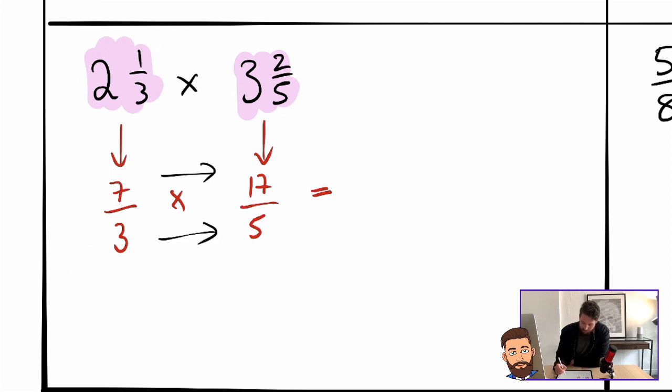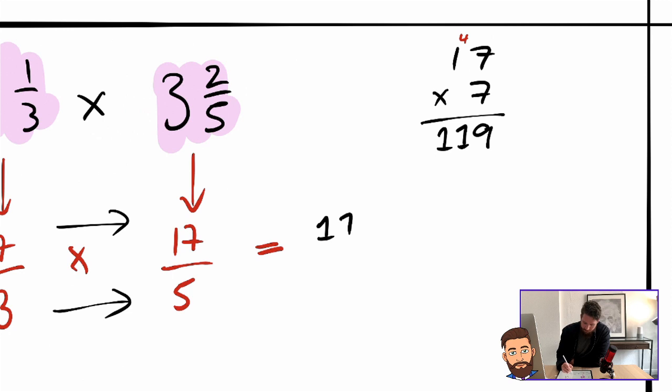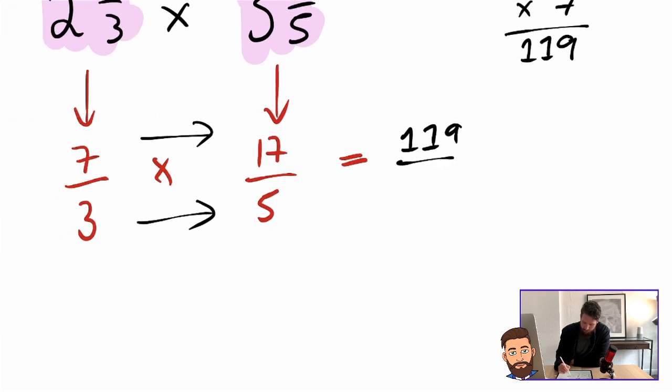You've got to do 7 times 17. So again, if you don't have a calculator, you would do 17 multiplied by 7, and you'd have to do this in an exam. 7 sevens are 49, so you carry the 4. 7 times 1 is 7, plus the 4 is 11. So that would be 119. So we've got 119 over 3 times 5 is 15.